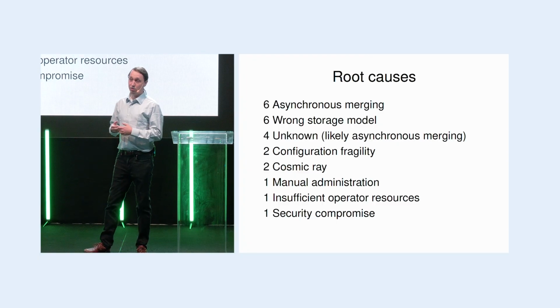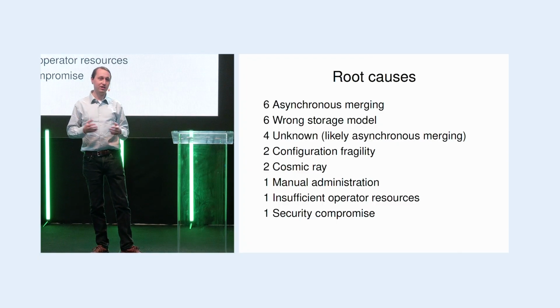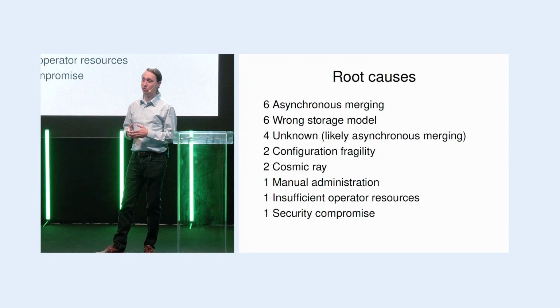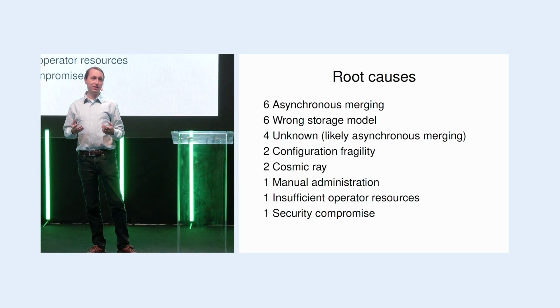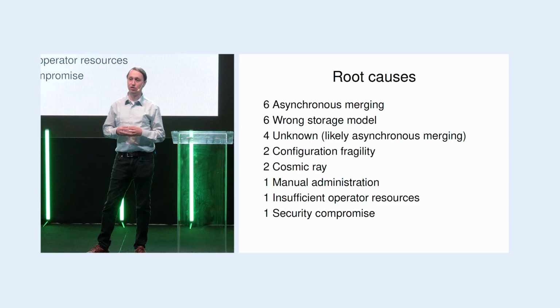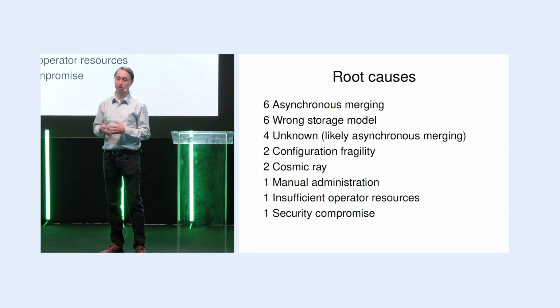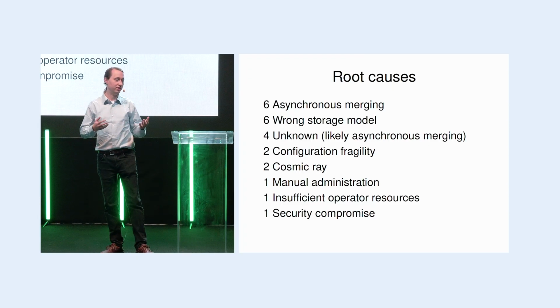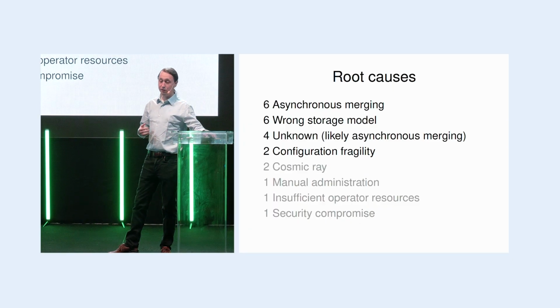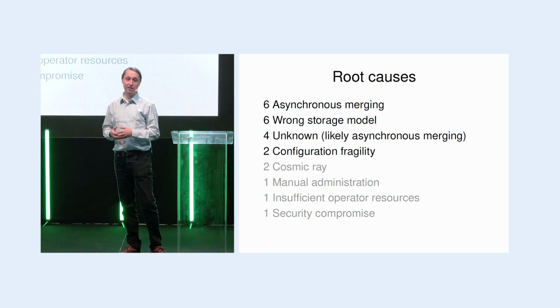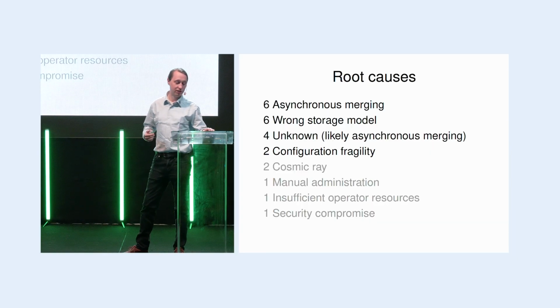Then there were 2 cases where the log failed because configuring it was more fragile than it needed to be. There were 2 instances of cosmic rays, which is just a cheeky way of saying there were bit flips in the log and no one knows why. And then 1 case of the operator doing administration manually, 1 case of the log operator not having enough resources to operate a reliable log, and then there was 1 security compromise. I'm going to focus just on the first 4 here because they are the most common and they have some really great lessons to learn from.